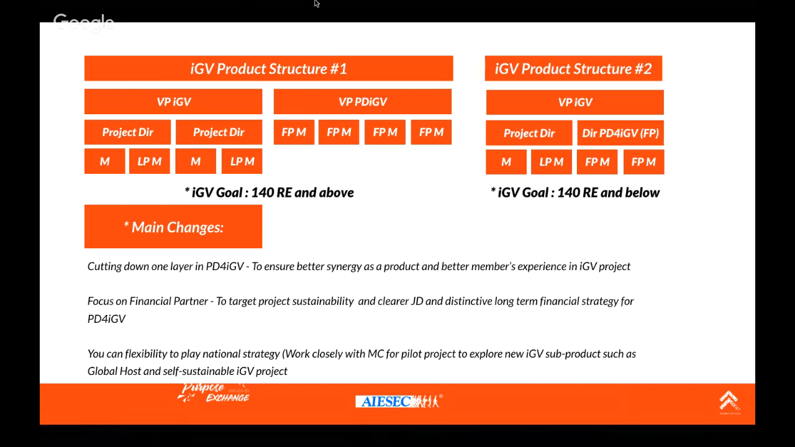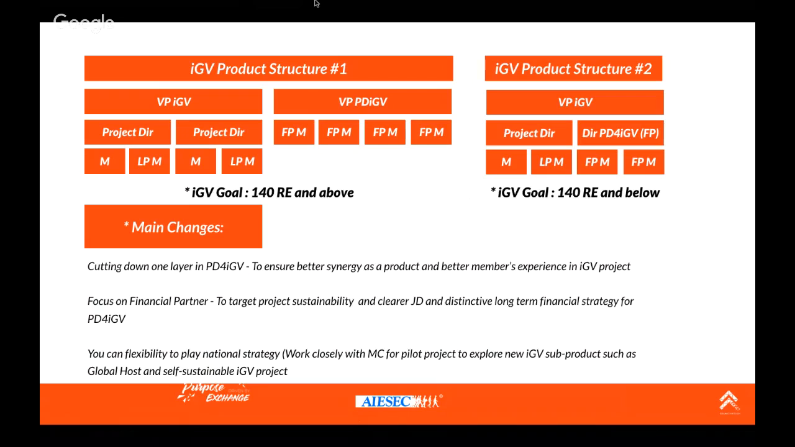Second, we focus on financial partner. So if you can see all the PD4iGV structure, you are solely leading people who are doing financial strategies, okay? To only target project sustainability and clearer JD for every single one of them. And with that, you can distinctively find very few long-term financial partners for this department itself for IGV projects, okay?